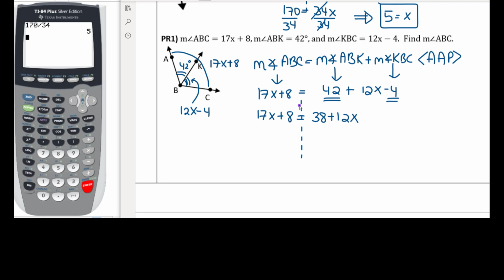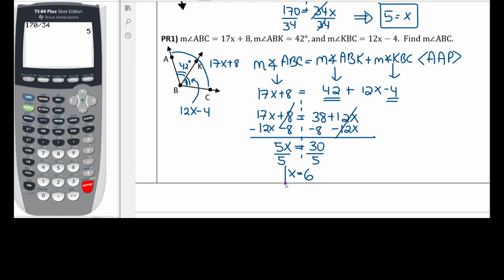Now I'm ready for the third step, which is cancel the numbers on each side. So in this case, I'm going to cancel the 12x, and I'm also going to cancel the 8. Now that I do that, I do this operation. 17 minus 12 is 5x, and 38 minus 8 is 30. Now we're going to divide both sides by 5. So that means my x equals 6.